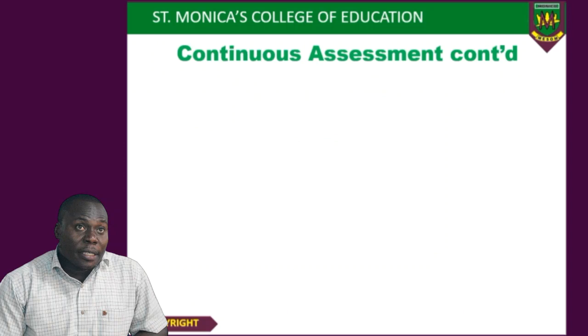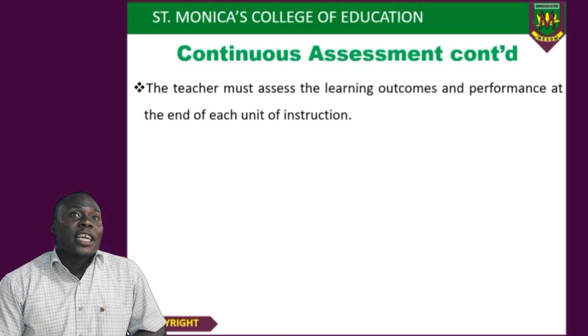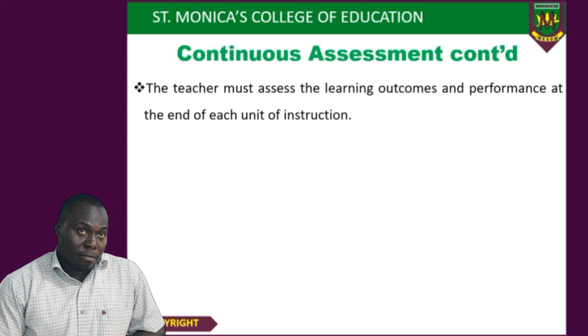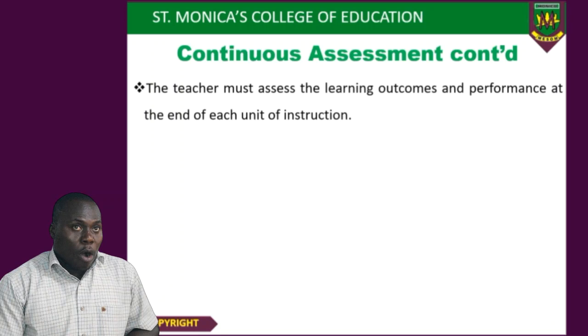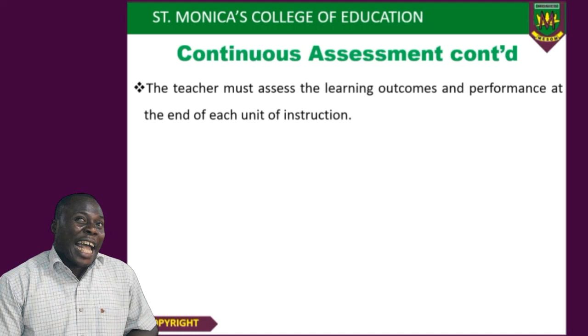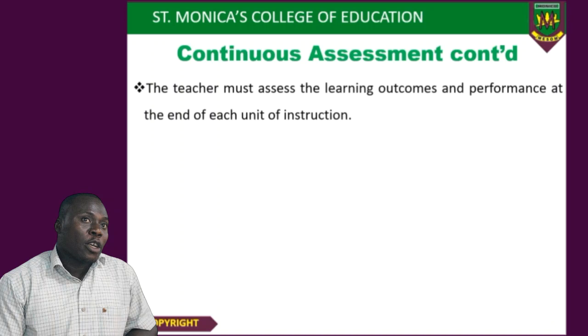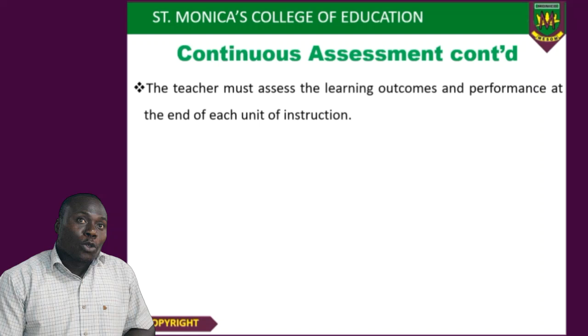The next one is that the teacher must assess the learning outcomes and performance at the end of each unit of instruction. The teacher must be prepared to, as a matter of urgency, assess students after every lesson. Because we have indicated earlier that continual assessment by its nature is diagnostic. It is used to diagnose, to know the weakness and strength, so that you can build on where you left. We teach from known to unknown. So if you are able to diagnose, to know the weakness and strength, then you can stand there and build on what they already know.